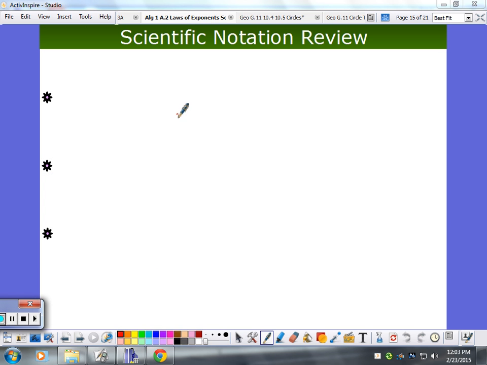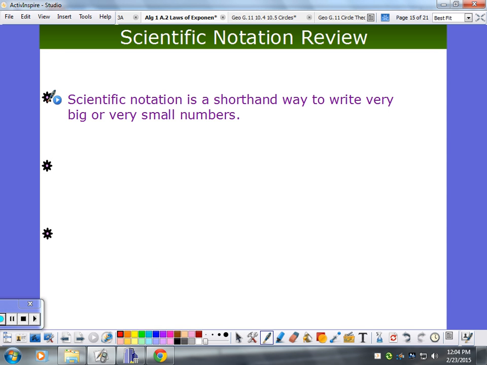We're going to start by reviewing our scientific notation. You guys remember this, right? Who remembers scientific notation? Okay. It's a shorthand way to write very big or very small numbers. That's why we have it, right? Because it's hard to write numbers with tons of zeros.